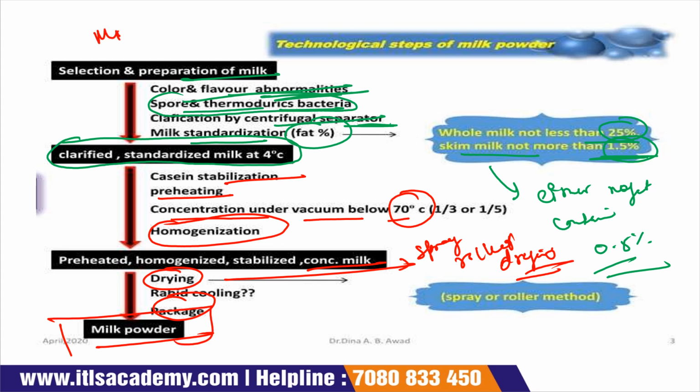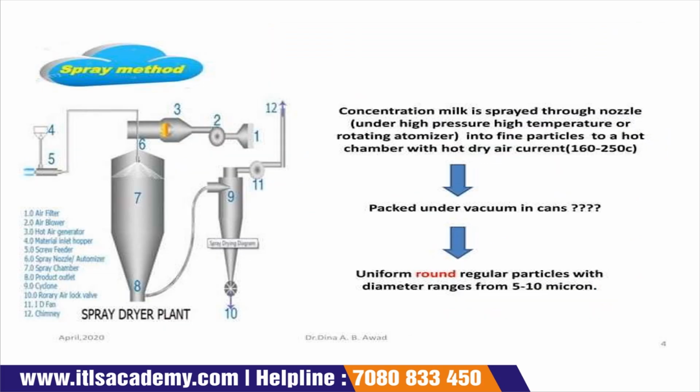From milk we get milk powder. So this is the normal procedure, or the technology, for the production of milk powder. Now the next is the spray method.